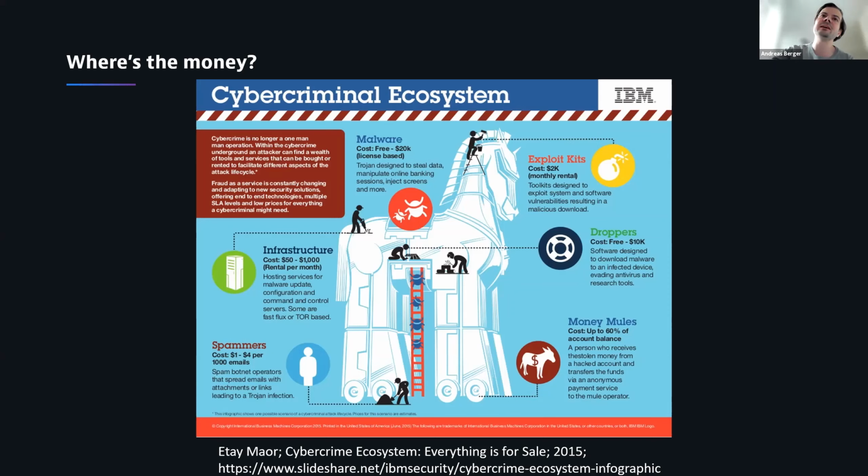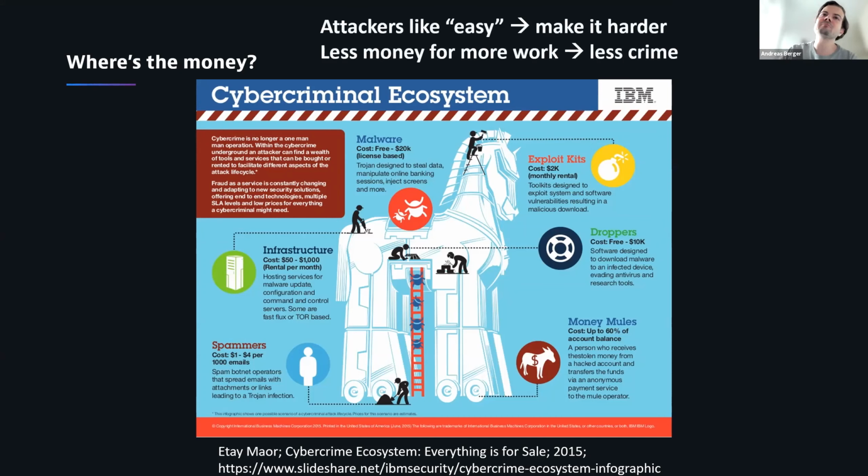So that's important to know. It's important to understand that there is an ecosystem behind, and that an attacker motivated by money would only attack if he can earn more money by that than he spends for all the services and products that he needs in order to make that happen. So that opens up the idea of a thesis, or a hypothesis. Attackers like it easy, right? That's pretty much standard. So we need to make it harder. And if there is less money for more work, there will be less crime.